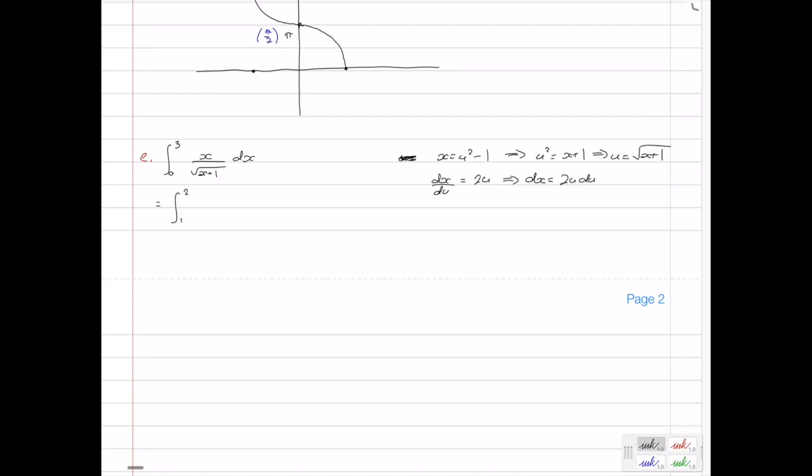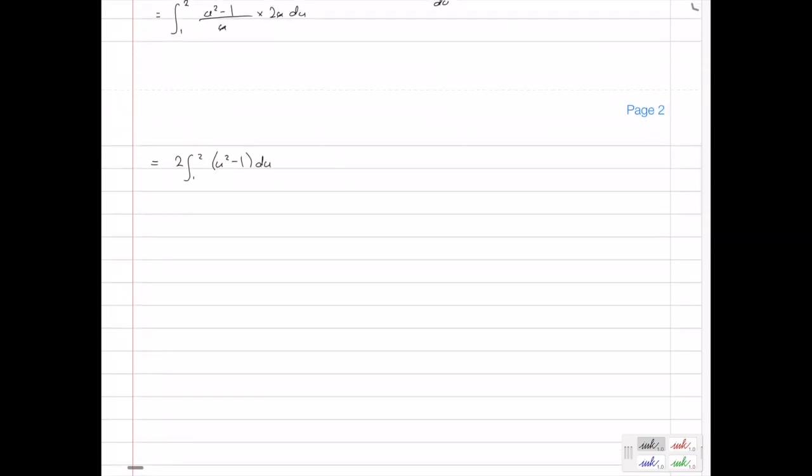Okay, now we can make our substitutions. What's x equal to? That's u squared minus 1. We know that the square root of x plus 1 is equal to u, and dx is equal to 2u du. I can cancel this u here with that u there, and I can bring the 2 out the front. And so I'm left with integrating u squared minus 1 du. Let's just move this up a little. Okay, this is not too difficult.